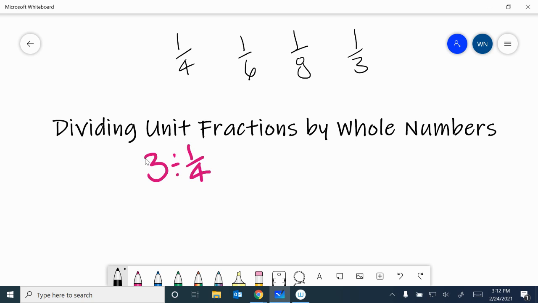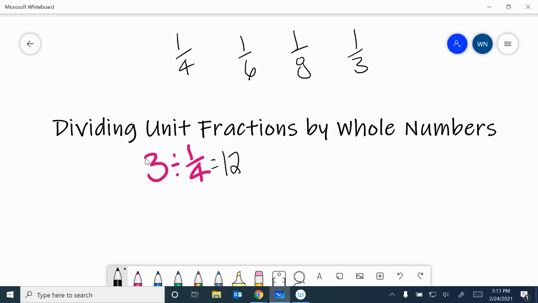So yesterday we did 3 divided by 1/4. And remember the way we solved that is we counted how many 1/4ths are in 3 and used that number as our answer. So for example, there are 12 1/4ths in a 3. So 3 divided into 1/4 chunks would give us 12.